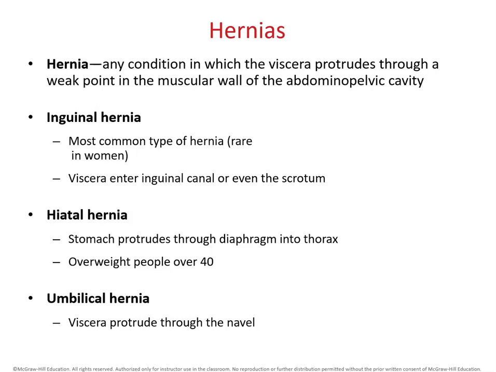And in this type, the viscera can push into the inguinal canal, or in extreme cases, all the way into the scrotum. We have hiatal hernias, where the stomach goes through the diaphragm and into the thorax. Okay, so we see this in people who are a little older and a little overweight. So if we have a tear in the diaphragm, we can see the stomach pushing up into that thoracic cavity. And finally, an umbilical hernia is where the viscera push through the navel or the belly button.